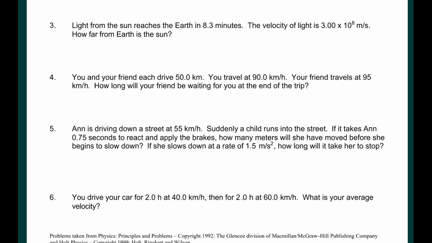Look at number 3 here. Light from the sun reaches the earth in 8.3 minutes. The velocity of light is 3.00 times 10 to the 8th meters per second. How far from the earth is the sun? So in physics, we always want to list what information we know. We know our time is 8.3 minutes. It gives us a velocity of 3.0 times 10 to the 8th meters per second.